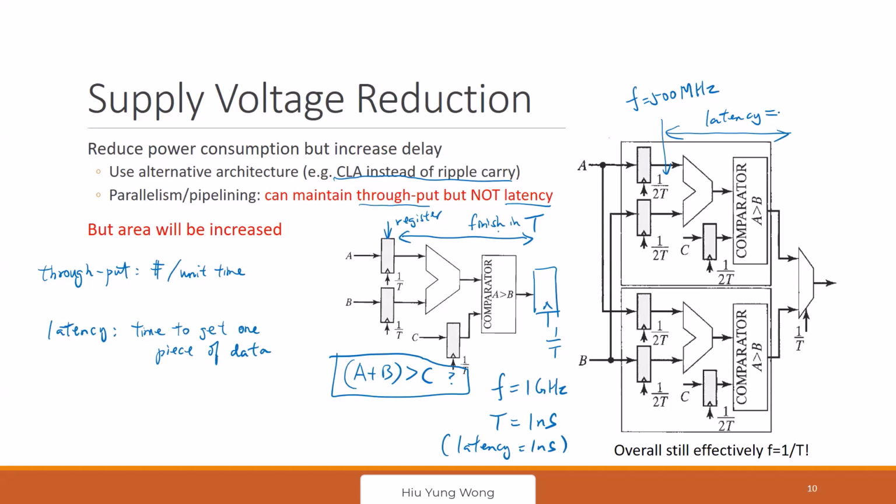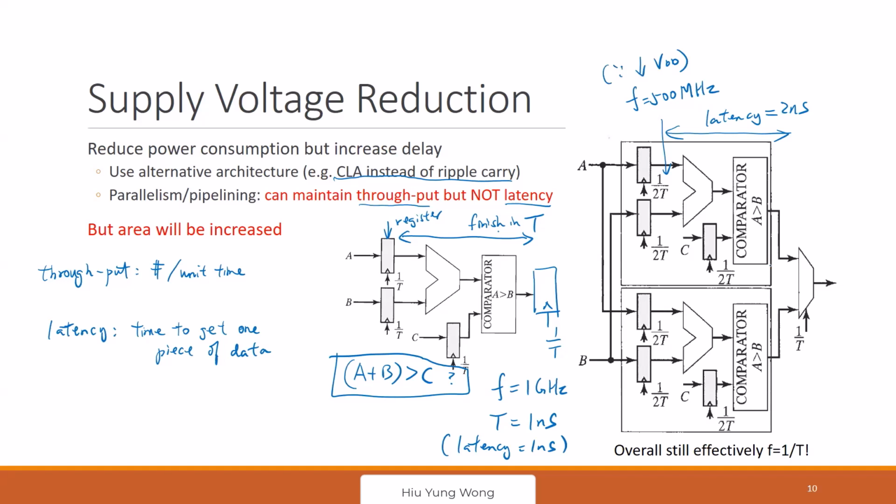No one, it will just be double, right? It will be 2 nanoseconds. I take double the time to get the answer. Okay, but why do I do this? Because I reduce the VDD. So I reduce VDD, I save the power, but I need to go to a lower clock.